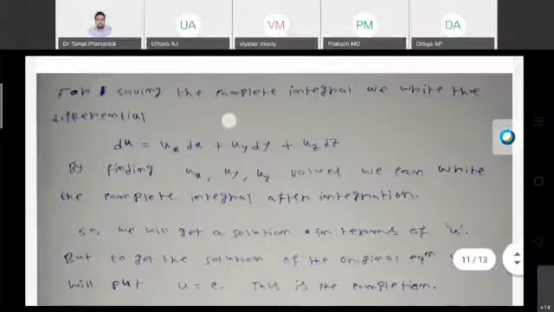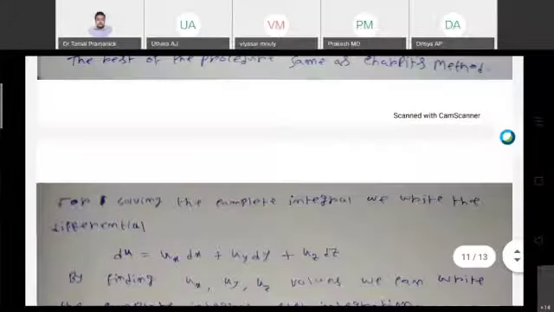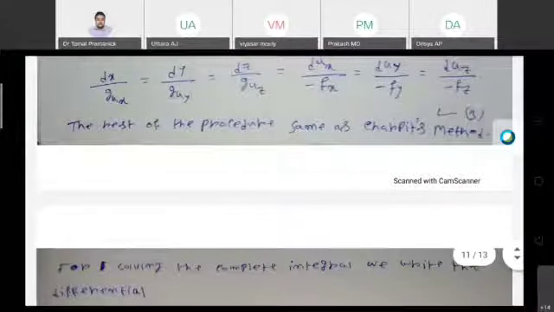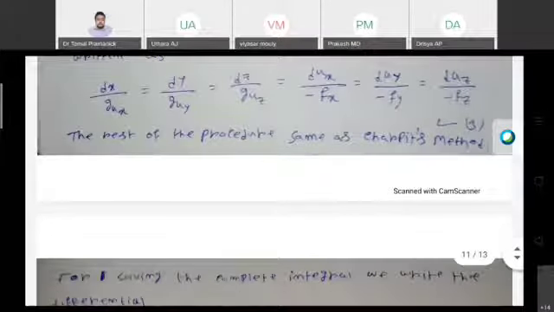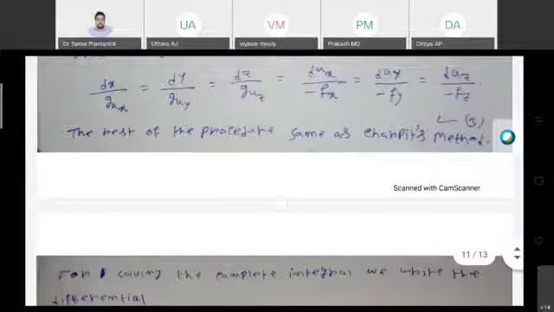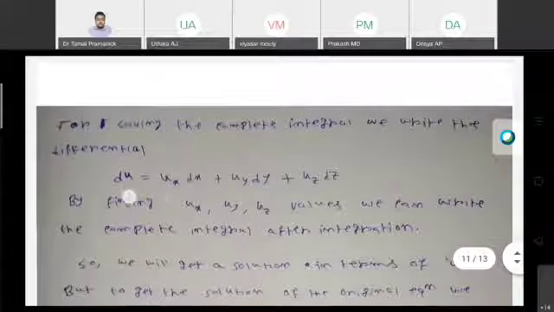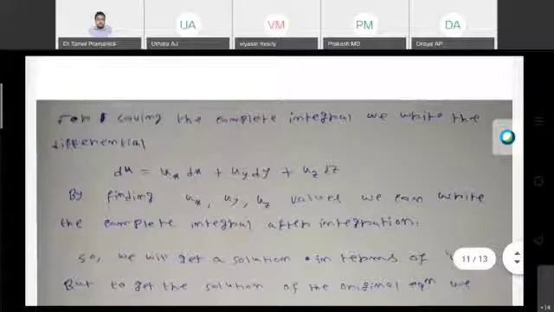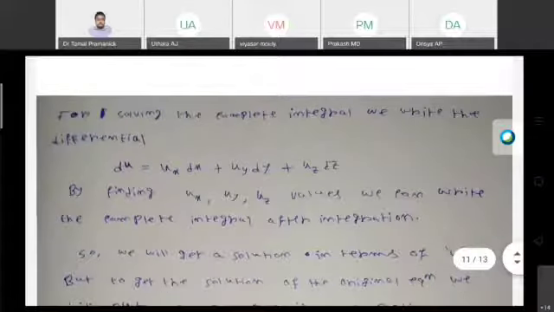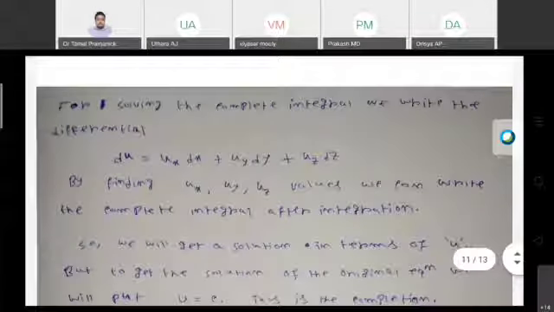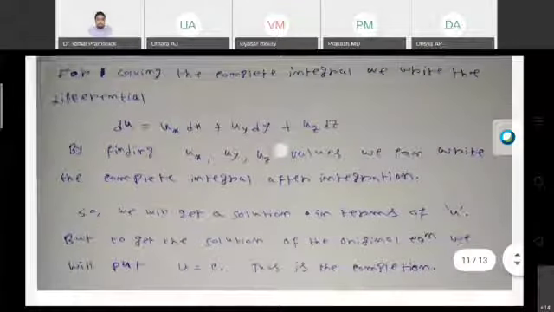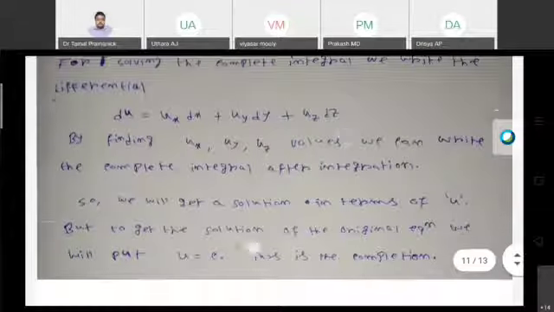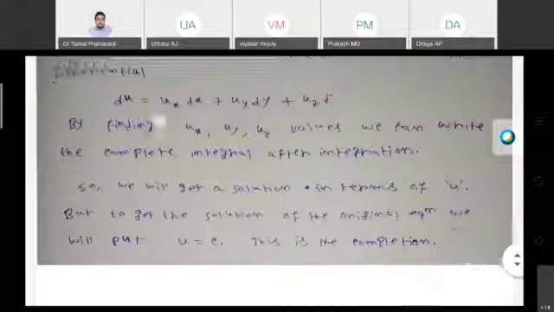So for solving a complete integral, after solving this equation, you will get the ux value, uy value, and uz value. After getting this, you can write du equal to ux dx plus uy dy plus uz dz. After putting in these ux, uy, and uz values, you will get some complete integral in terms of u.